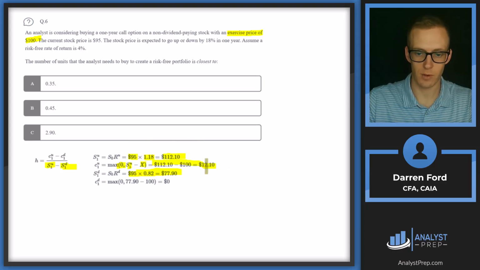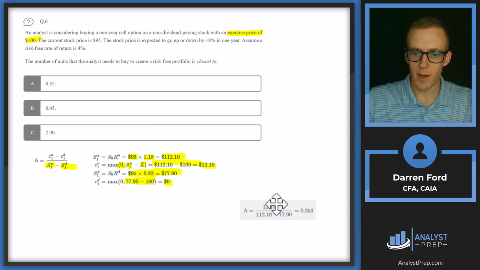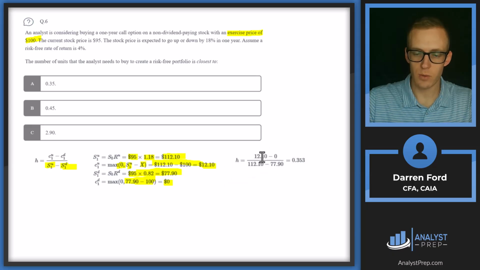So we take 12.1. And then in this instance, for call price down, we're going to be taking the max of 0 or 77.9 minus 100. So in this instance, this will be a negative number, so we'll take the 0 for call option down. When we plug all these numbers in, we get 12.1 minus 0 over 112.1 minus 77.9, which gives us a hedge ratio of 0.353. So that tells us we need to buy 0.35 units.